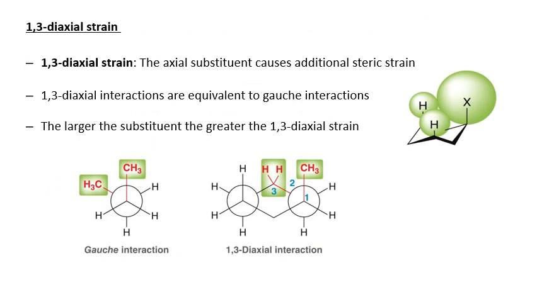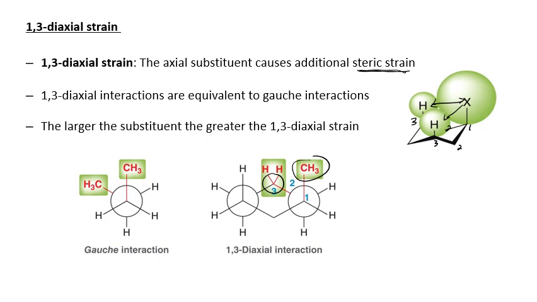1,3-diaxial strain is simply due to steric strain or steric hindrance. Bulky groups have electron density that repel each other. So when your groups are in the, so we have 1, 2, 3 position, there's 2, and then there's the 3 position. The 1,3 interaction is essentially a CH2 group in a gauche staggered position with a methyl group.